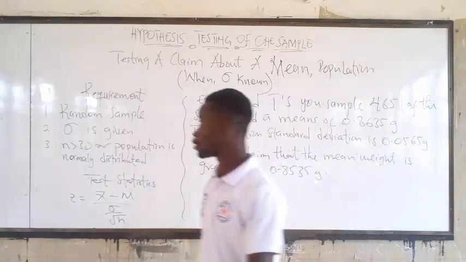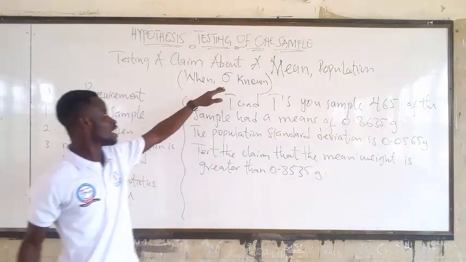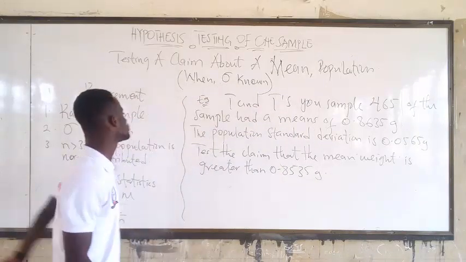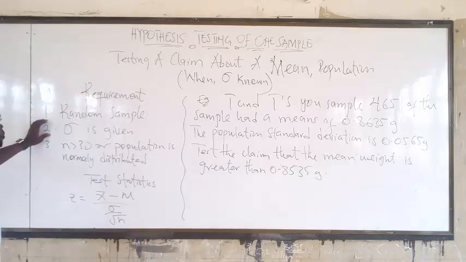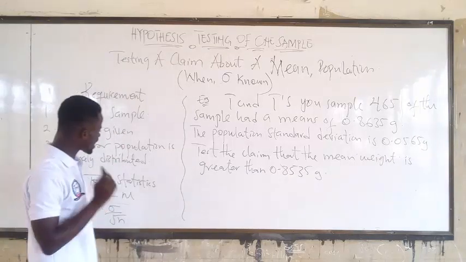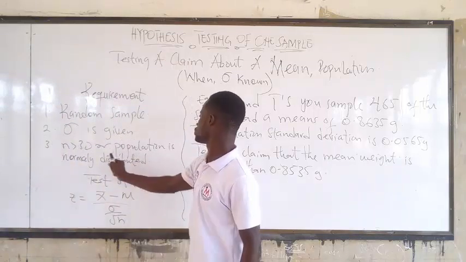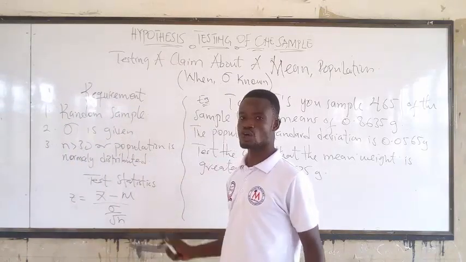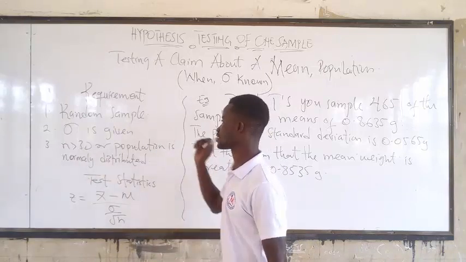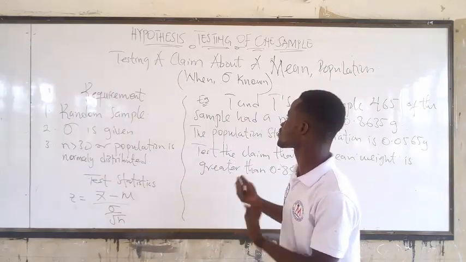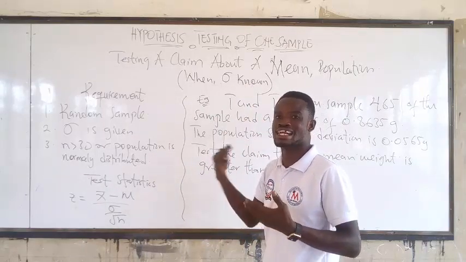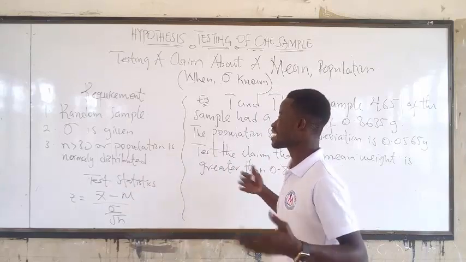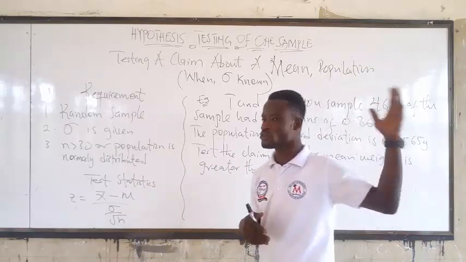Alright, so let's continue. When the population standard deviation is known, the requirement is that the random sample is always the same thing. Now the standard deviation is known, and your n should be greater than 30, or the population is normally distributed. So when your population standard deviation is known, it talks about a large sample, and you know this already from your previous lessons.